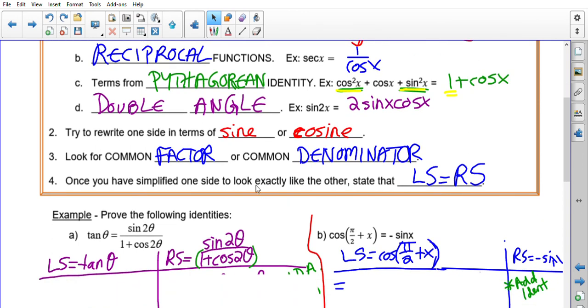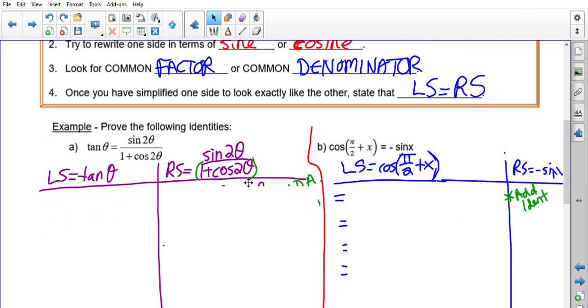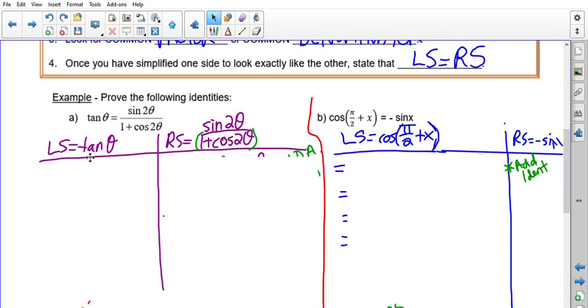All right, so let's dive into one. It says prove the following identities. When doing proofs, the proper form is to always separate left side and right side. You can do this T-chart that I do here where you separate them visually, or you can just write left side equals and then right side equals, but you do have to deal with them separately. You do not work with it like this.